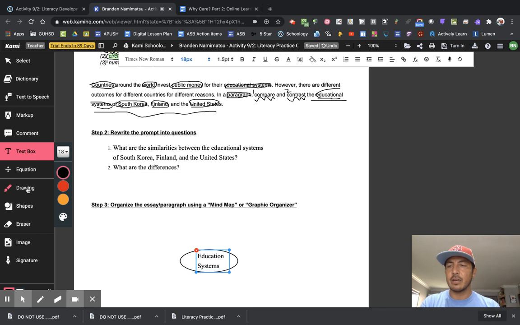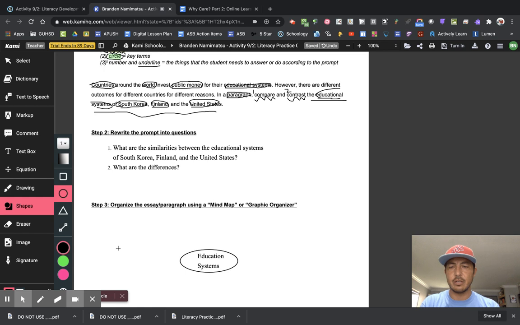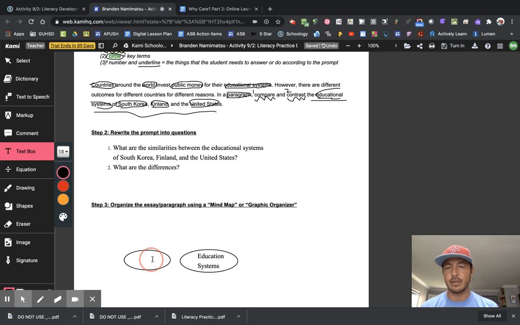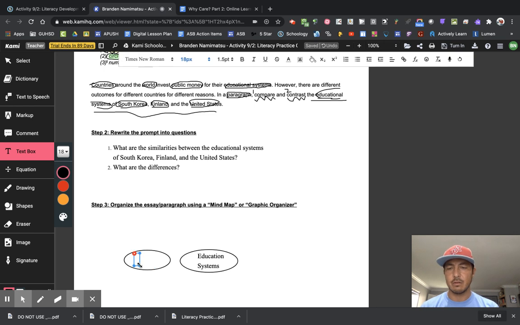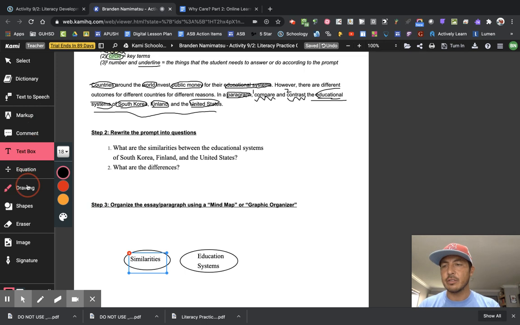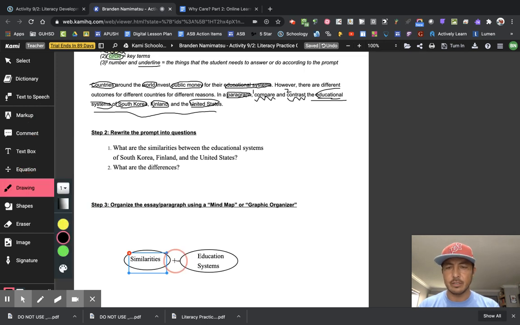Next, we're gonna get another shape. And this one is gonna be a circle. Again, now we have to figure out, what do we have to do with the education systems? Oh yeah, we have to talk about the similarities. All right, so over here, one of the things of the education system that I'm gonna write about are the similarities. So I'm gonna insert a text box over here and write similarities. Now you'll notice in a second, to make this a true mind map, I'm going to connect these. So there's me not being able to spell that word again, right? My apologies. So I'm just going to go to drawing, and I am just going to connect these with a line.